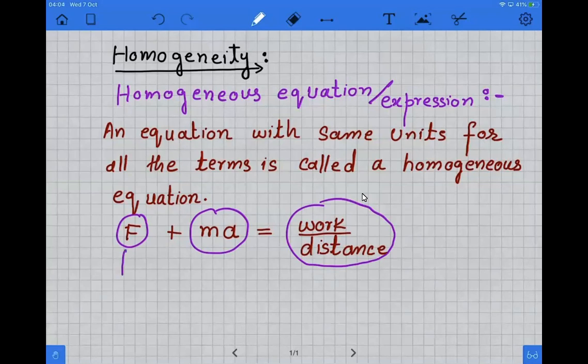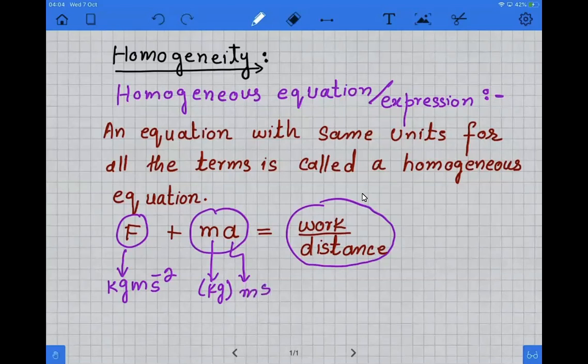If we write base units for all the terms, here we will get kilogram meter second minus 2. For m it is kilogram. For a it is meter second minus 2. Here it would be kilogram meter square second minus 2 over meter. Now you see all the terms here have same base units. So an equation whose all the terms have same base units is called a homogeneous equation.